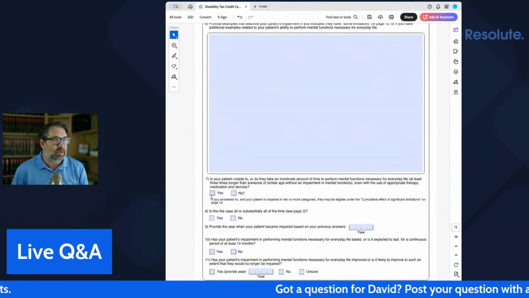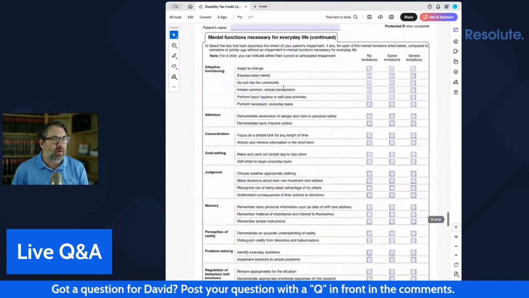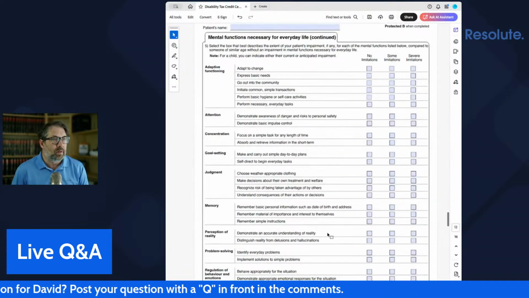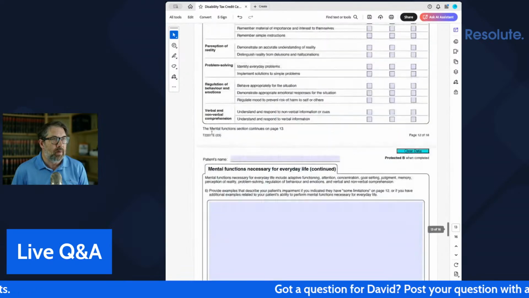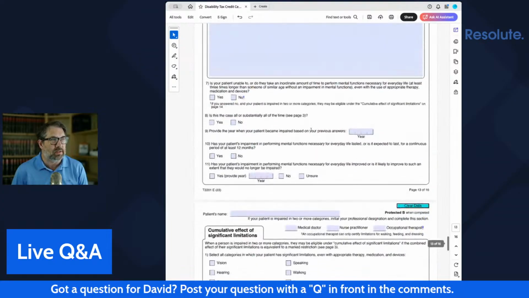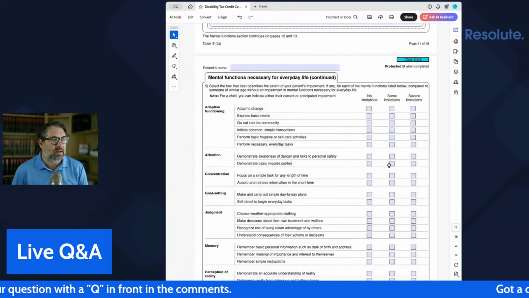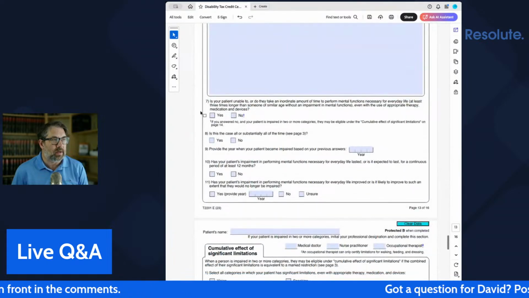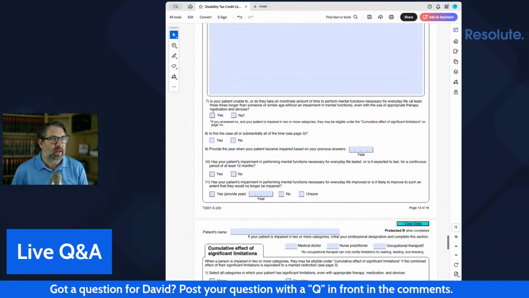But ultimately, here's the question that matters. So what they're doing is, they get all this information filled out, and then they ask this question. This is number 7, the key question, but they will compare the answer here. Like if you put yes here, but all of these up here say no limitations or some limitations, then they may cry foul and say, look, this is not correct. You would need to have some severe limitations with a lot of these things in order to meet this criteria down here. Is your patient unable to, or do they take an inordinate amount of time to perform mental functions necessary for everyday life?